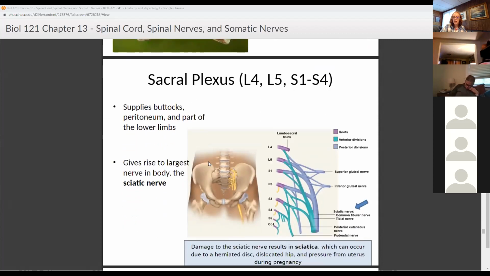The sacral plexus is going to supply the buttocks, the peritoneum, and part of the lower limbs. The major nerve coming off is the sciatic nerve. Damage to the sciatic nerve results in sciatica, which is pain shooting down the back leg.